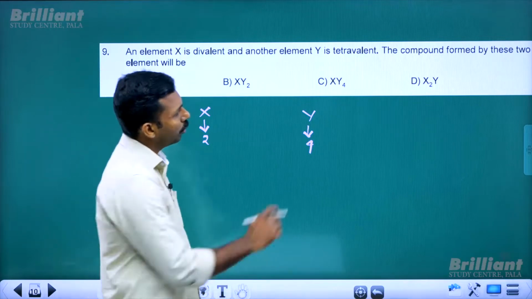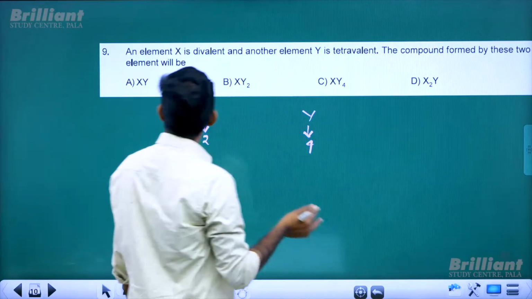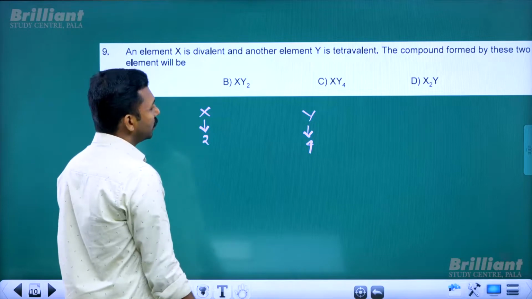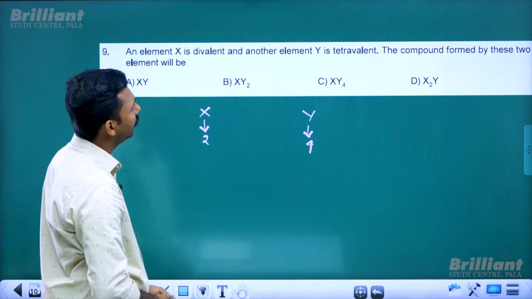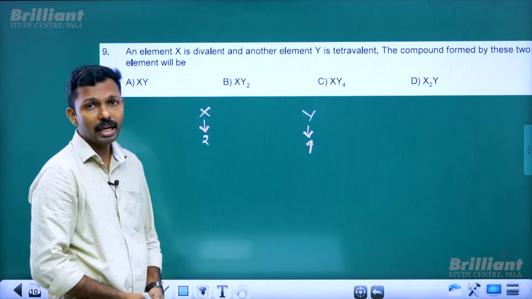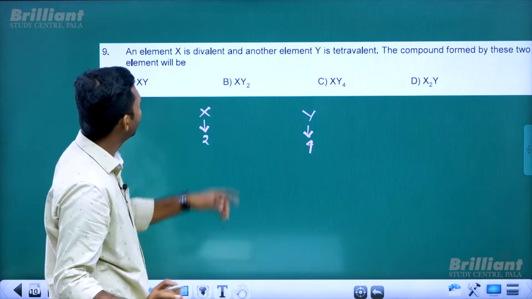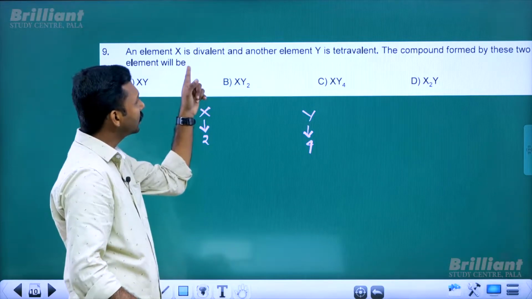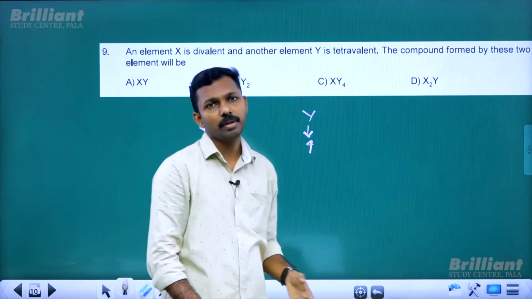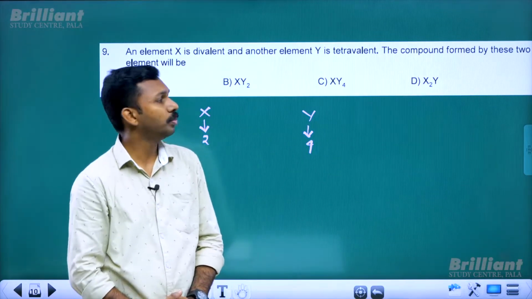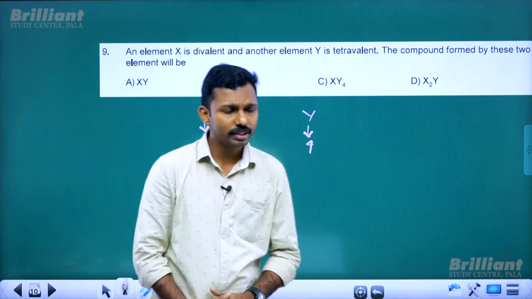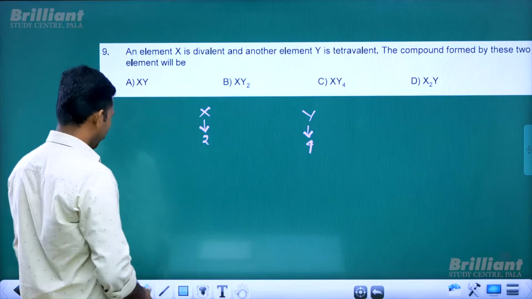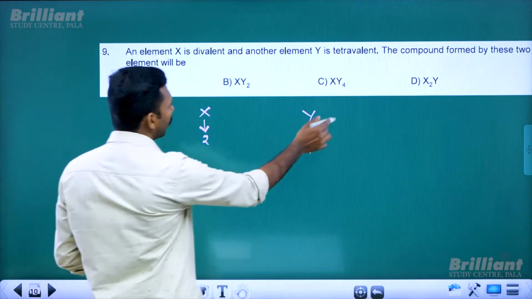Okay, the compound formed by these 2 elements will be... what is the formula of the compound formed as a result of the reaction between divalent X and tetravalent Y? That is what we have to find out. If you are provided with such a question in your exam, what should be done at first? I think you can remember this.